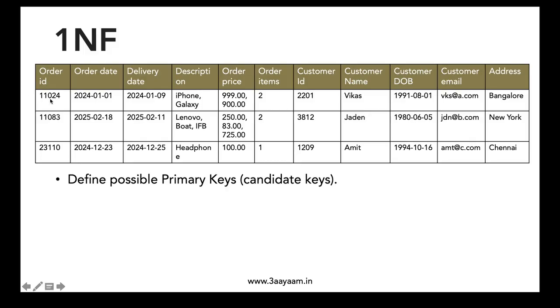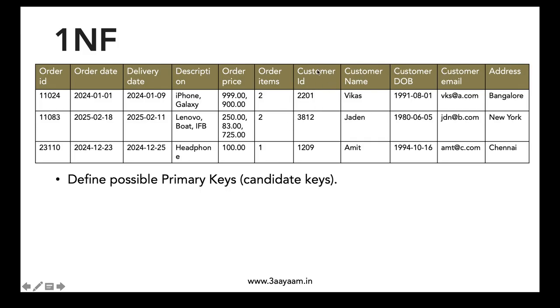Correct. So we have this order ID and we have order date. We have customer ID, customer date, etc. So what would be the possible primary key? It can be the case that order ID is a possible primary key and customer ID is also another possible primary key. But we know that a single customer can give multiple orders. So customer ID would not be unique in future.